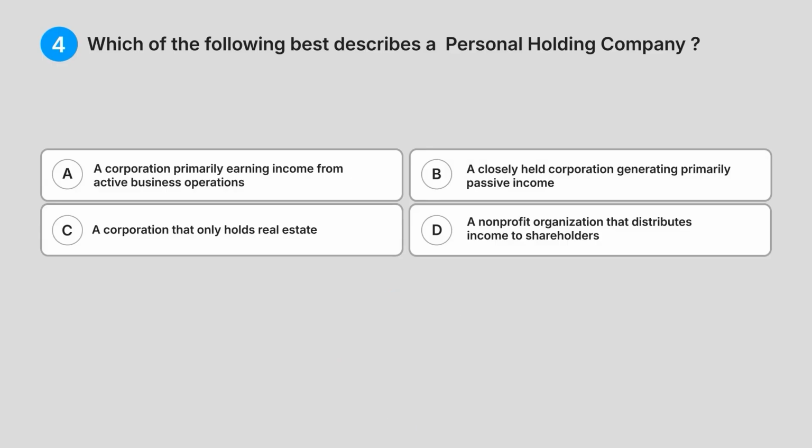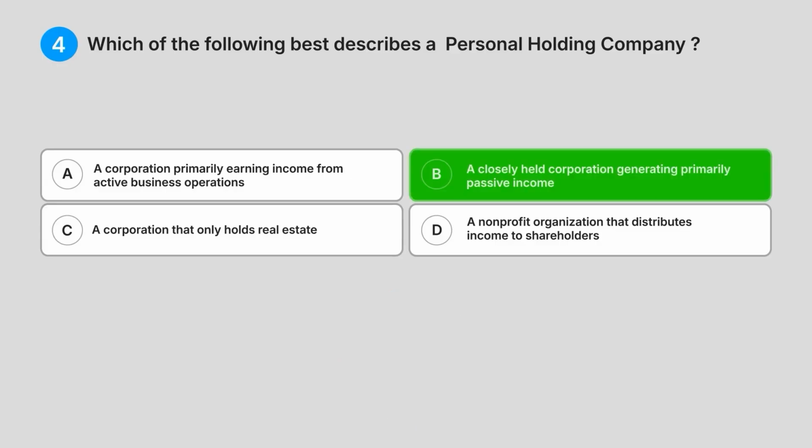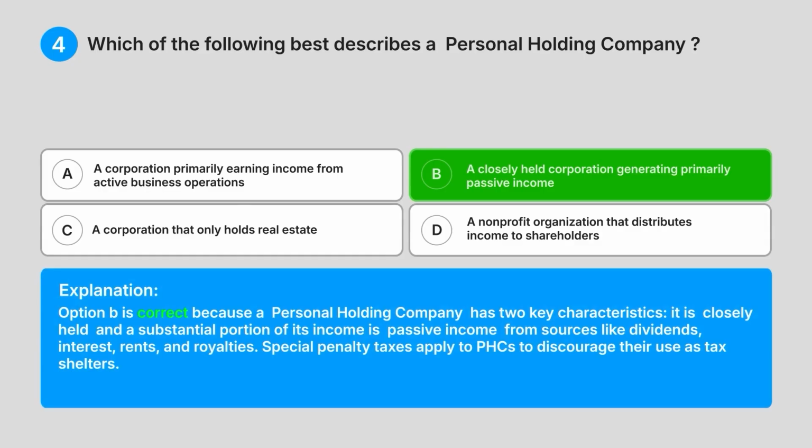Correct answer, B. A closely held corporation generating primarily passive income. Explanation. Option B is correct because a personal holding company has two key characteristics. It is closely held, and a substantial portion of its income is passive income, from sources like dividends, interest, rents, and royalties. Special penalty taxes apply to PHCs to discourage their use as tax shelters.